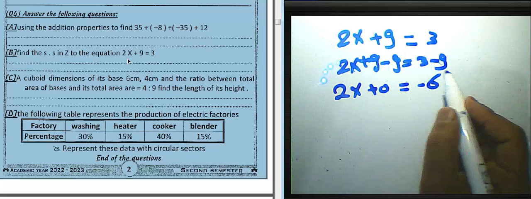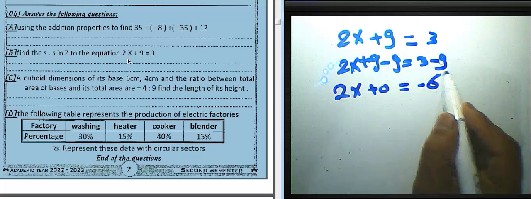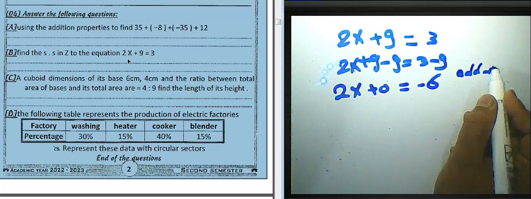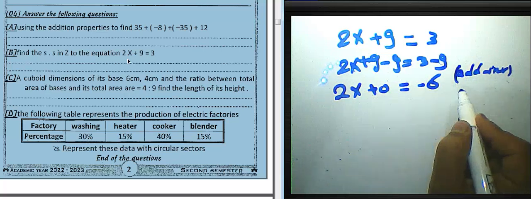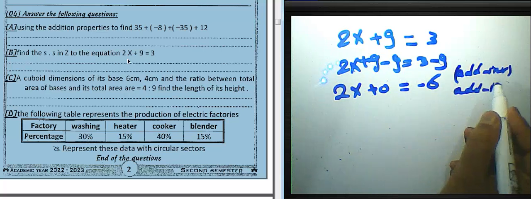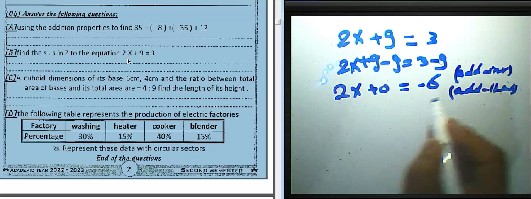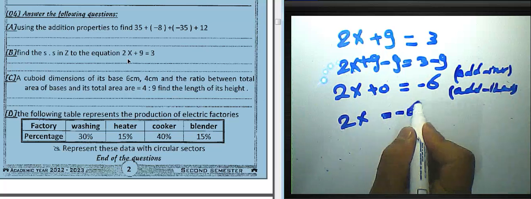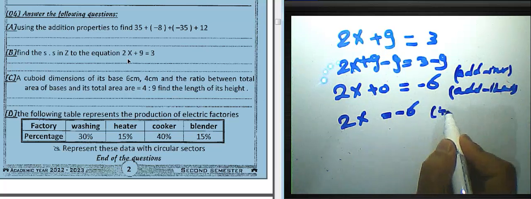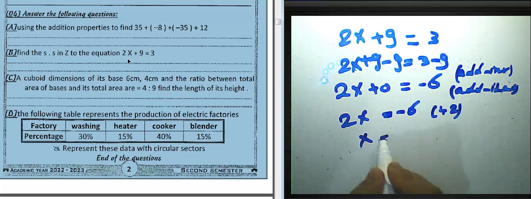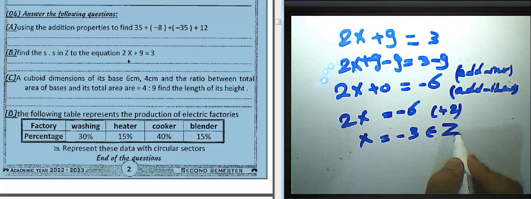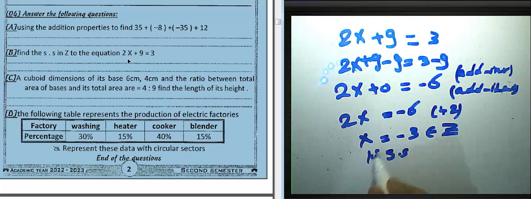We're using additive inverse here, and 0 is the additive identity. It will be 2x equals negative 6. We can divide by 2 to find the result. Then x equals negative 3. Belonging to Z, the solution set will be negative 3, because negative 3 belongs to Z, the integer numbers.